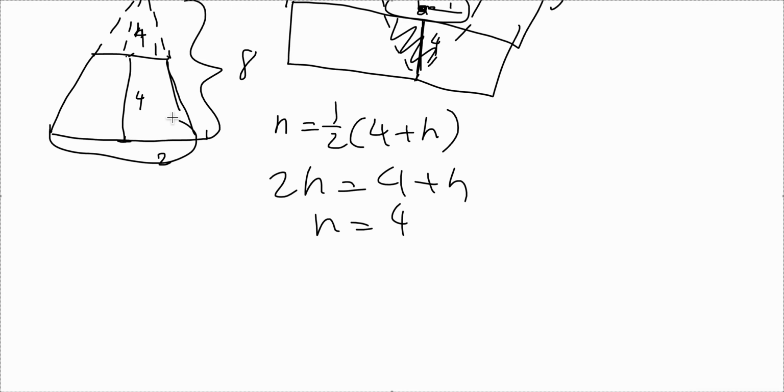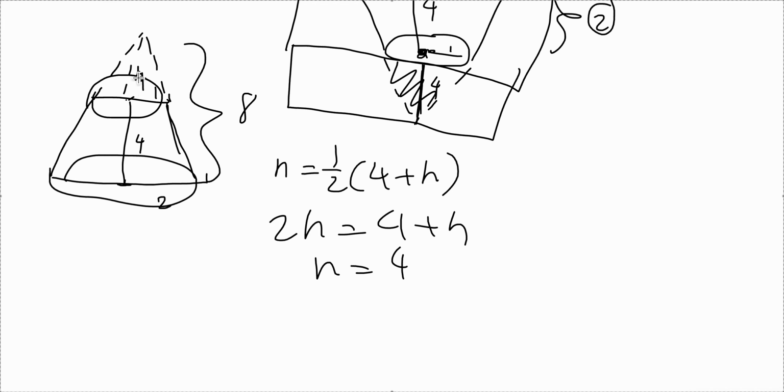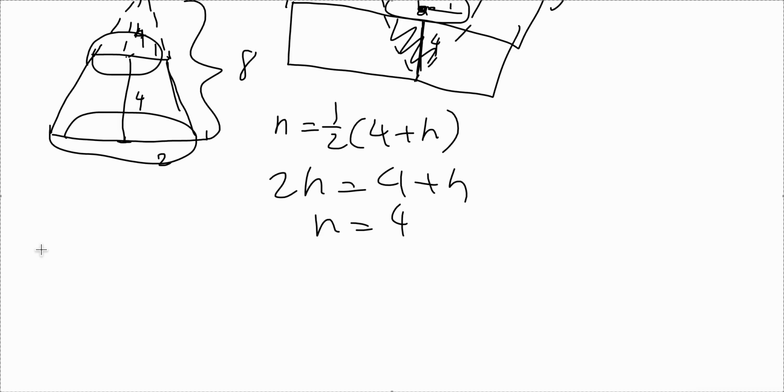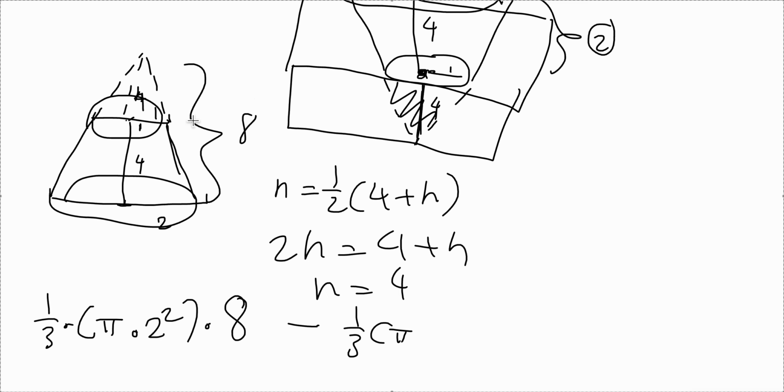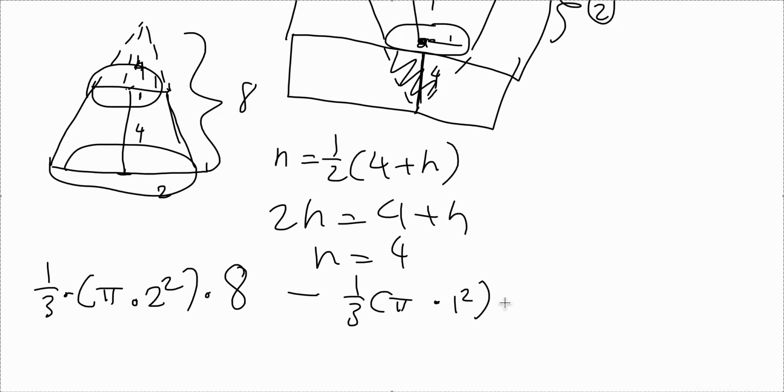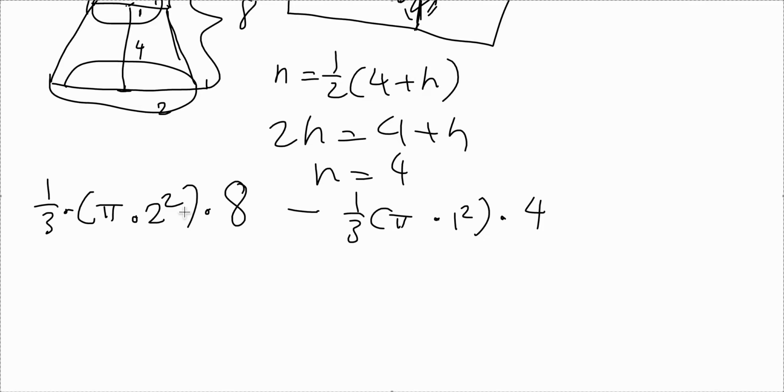This is actually a circle once we bump this up into 3D, so these are circles and this is a cone. So once again, it's 1/3 times the area of the base, so pi times r squared, which is 2 squared, times the height, which this time is 8. Now minus 1/3 times the smaller cone, so pi times the base of the smaller cone is 1, times 1 squared, times this height, which is 4. Now if we actually do this, this is 32 over 3 pi minus 4 over 3 pi, which gives us 28 over 3 pi.